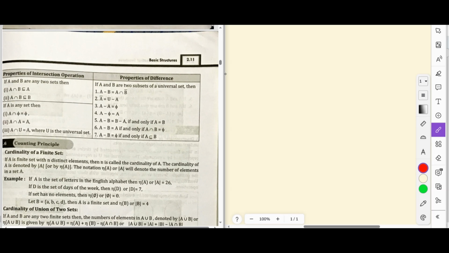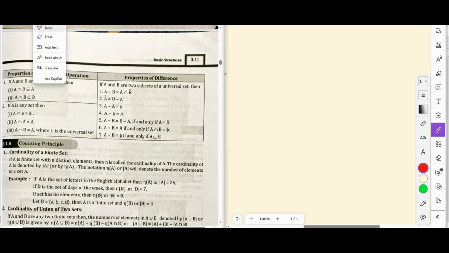Next one we have is properties of intersection operations. If A and B are two sets, then A intersection B is a subset of or equal to A, and A intersection B is a subset of or equal to B. Then if A is any set, then A intersection null set is null set. A intersection A is A. A intersection universal set is A, where U is a universal set.